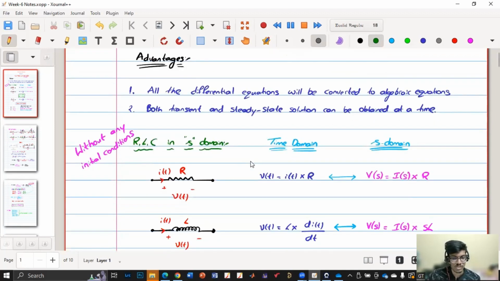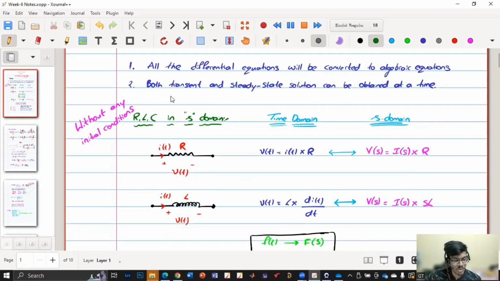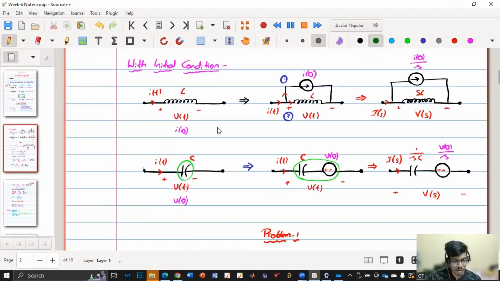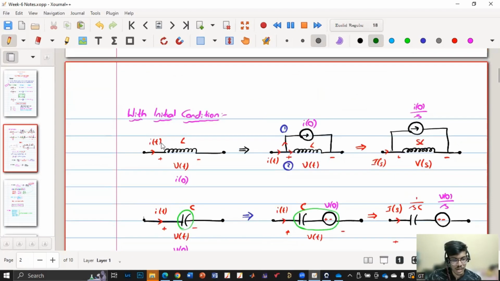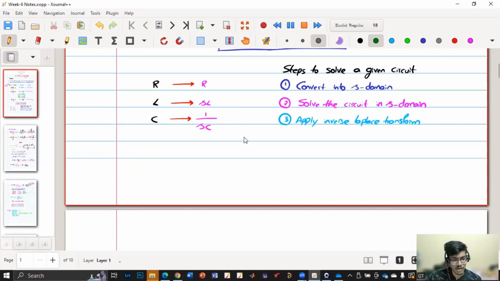First, we discussed the S domain equivalent of RLC without any initial condition, followed by with initial condition. So we have to consider a current source in the case of an inductor, or a voltage source in the case of a capacitor. The polarity or the direction of the current or the polarity of the voltage is very much important, so that needs to be taken care of when selecting this. And R is R, L is SL, C is 1 by SC.